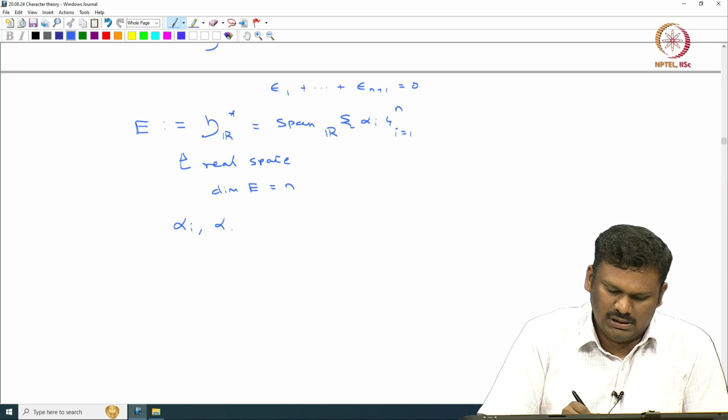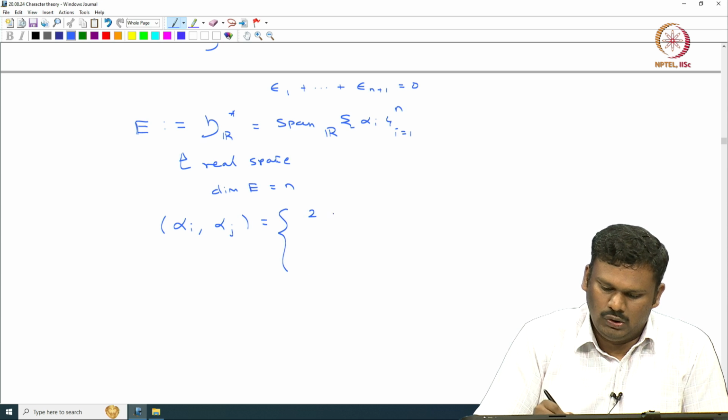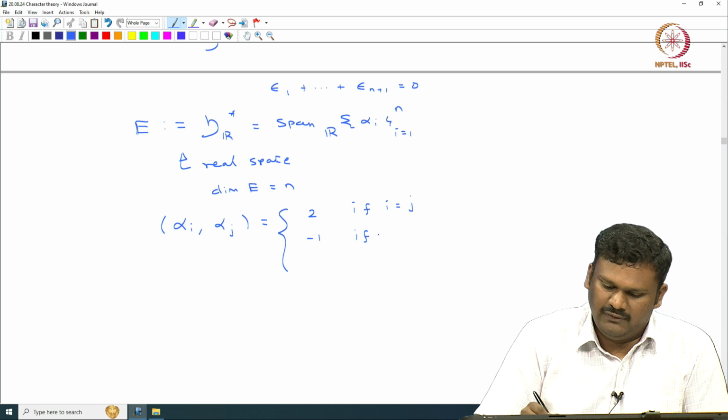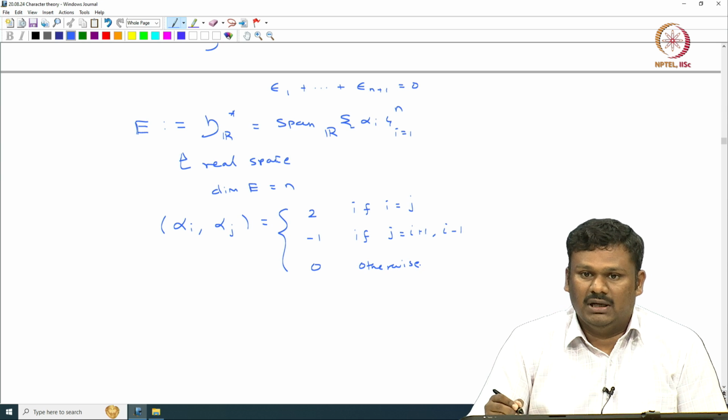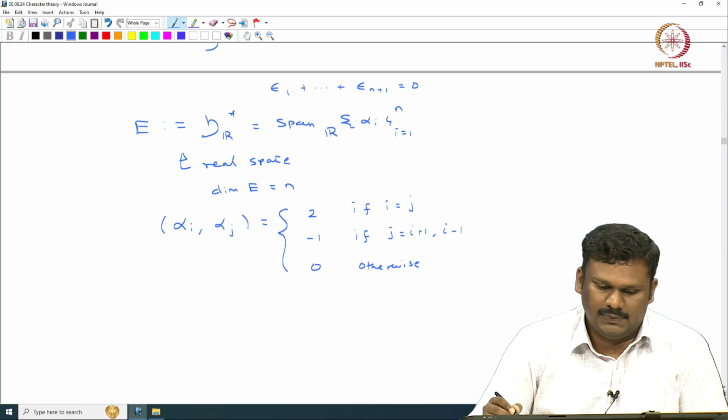So, recall what is the inner product on alpha i, alpha j. This is exactly 2 if i equals j, and exactly minus 1 if j equals i plus 1 or i minus 1, and 0 otherwise. So, this is the inner product we have between the alpha i's. The same inner product we can take in the real space as well.